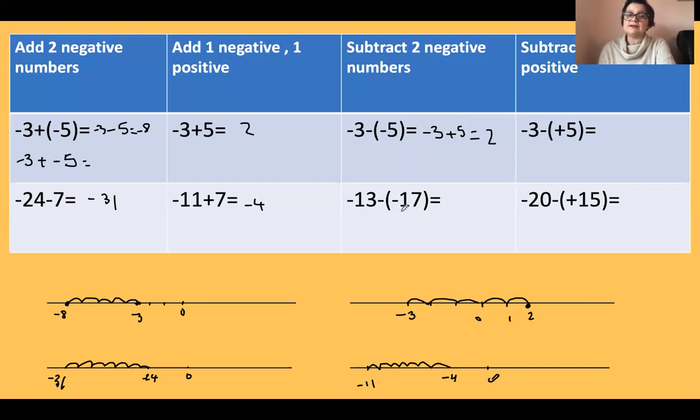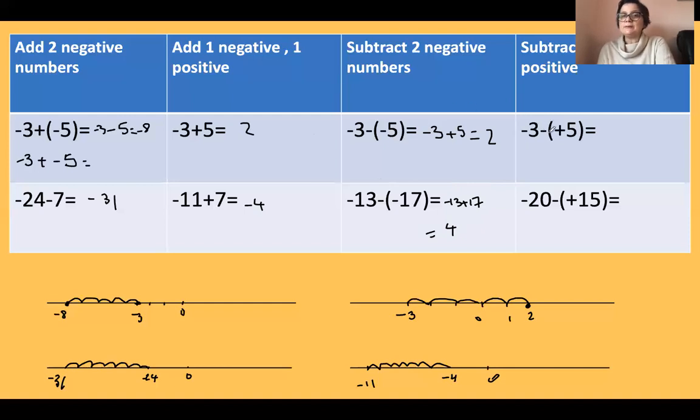And -13 minus -17 is the same as -13 plus 17, and so the answer is going to be 4. Okay, so the more examples like this you do, the quicker you realize how to add or take away negative numbers, and the easier it becomes.